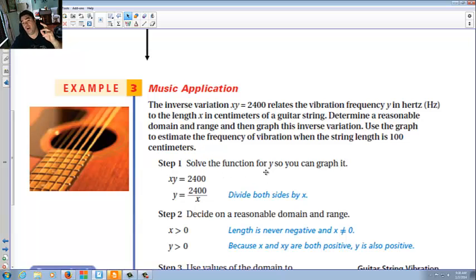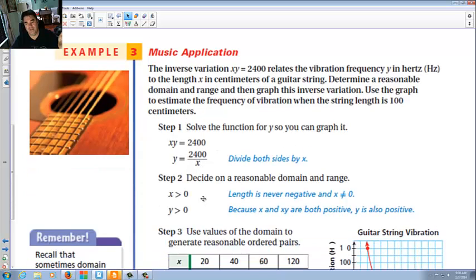Now remember, y equals k over x. Well, the k is 2400. So y equals 2400 over x. Then it says decide on a reasonable domain and range. It says length is never negative. In other words, if you're measuring something, you can't have a negative measurement, so it has to be positive. So they're saying x is going to be more than 0. And because x and y are both positive, your output's going to be positive as well.